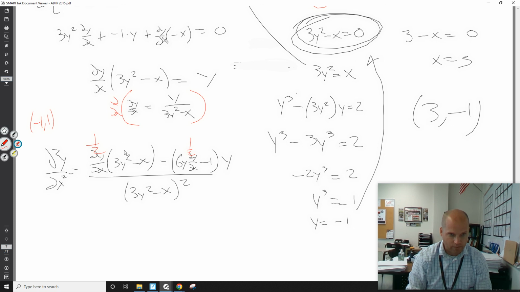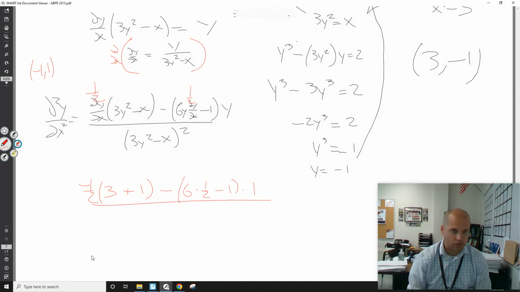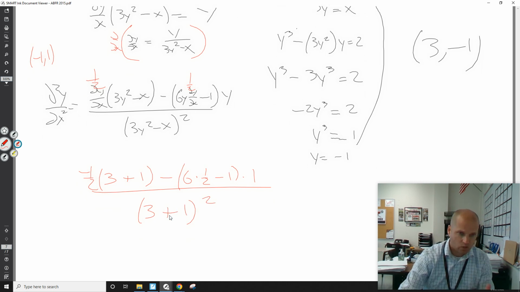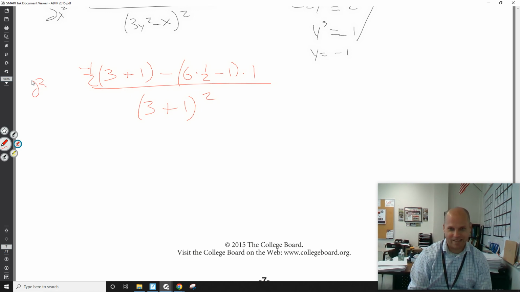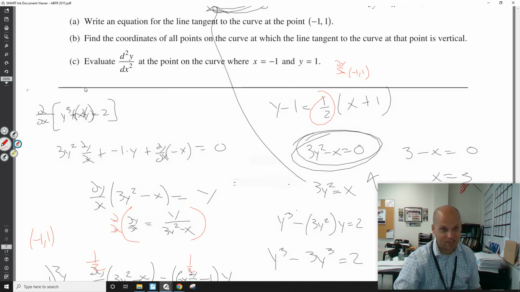I plug in 1 everywhere else. So I got negative a half. I have 3 times 1 minus negative 1, so that's plus 1. I have minus 6 times 1 times a half minus 1 times 1. It's so annoying when you got ones and negative ones. Just plug it in. Over 3 times 1 squared minus negative 1 squared. I'm done. I am not simplifying that, right? Holy cow, am I not simplifying that? Did they ask you to simplify that?